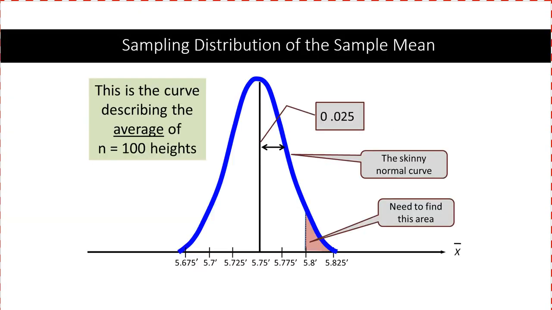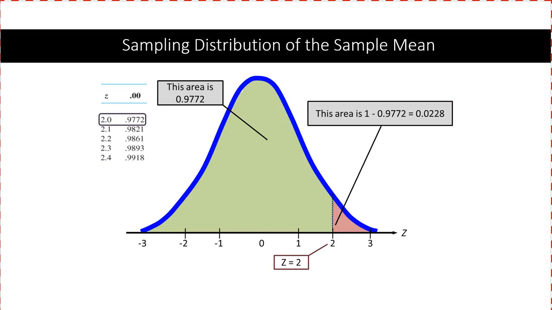When we look at picture 2 here, remember we found the standard deviation was 0.025, which resulted in a skinny normal curve. So our question is now asking about the probability of the average height being greater than 5.8 feet. So now we're looking for this area shaded in red. In order to answer that, we must first answer the question, what's the probability that my z-value will be greater than 2? Looking up the corresponding value for z equals 2, we see that the probability that it will be less than 2 is 0.9772. Therefore, 1 minus 0.9772 tells us that we really only have about a 2% chance that an average of 100 heights is larger than 5.8 feet.